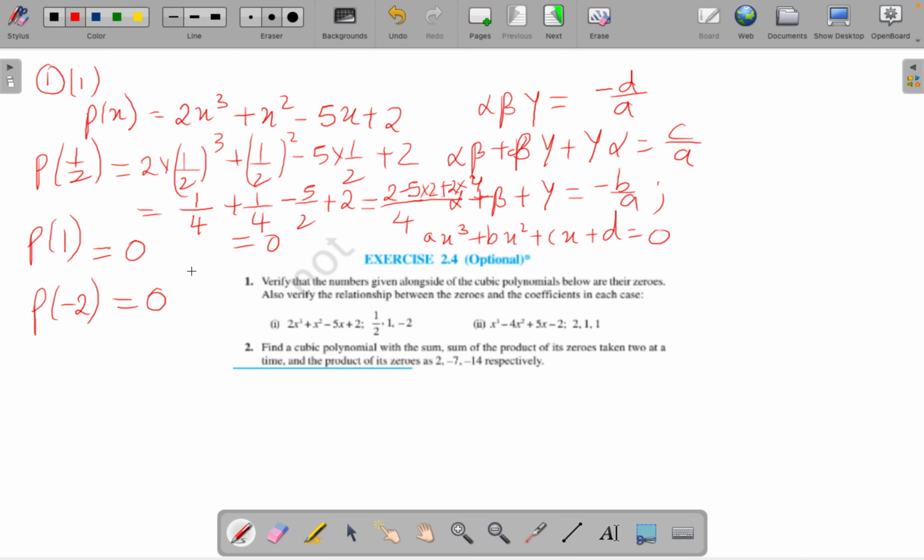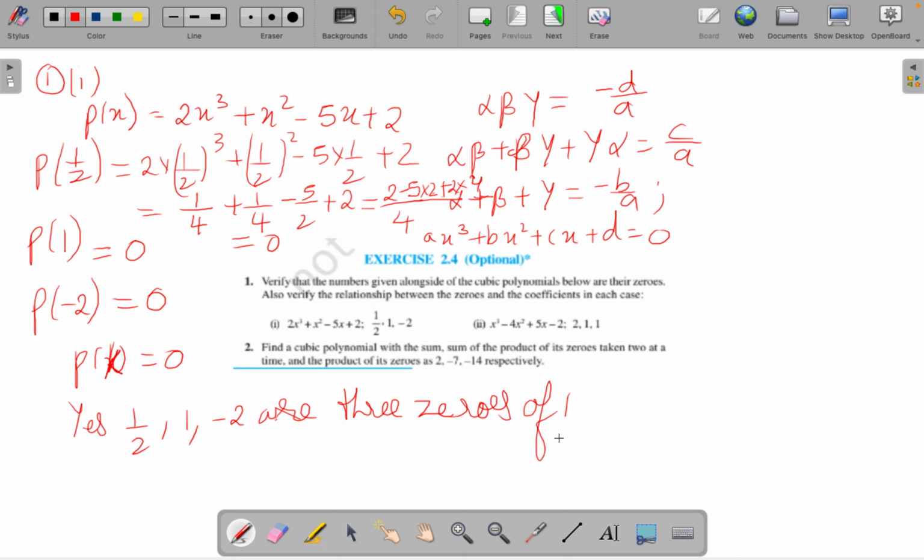So you remember, if p of x comes out to be 0 for any particular value of x, that is k, then we say that k is a zero of the polynomial. So yes, half, 1 and minus 2 are the 3 zeros of p of x. Now after this we have to verify the relations.